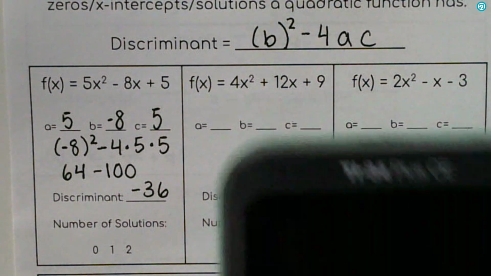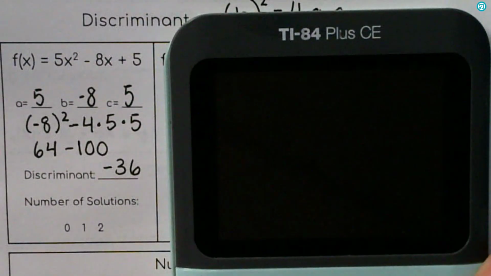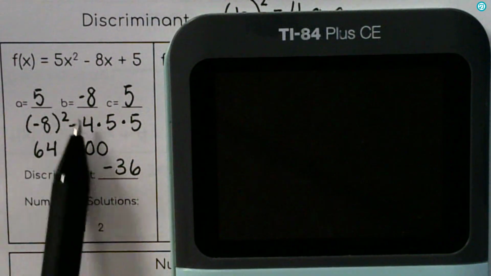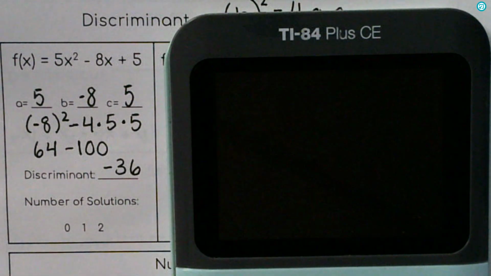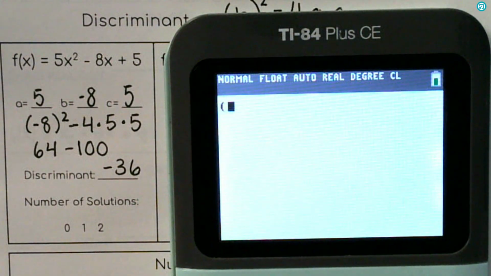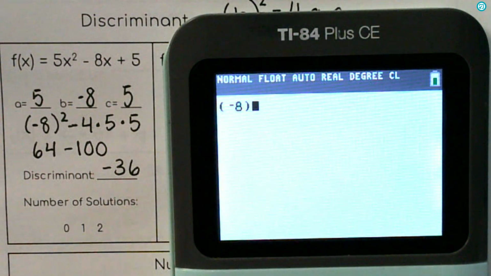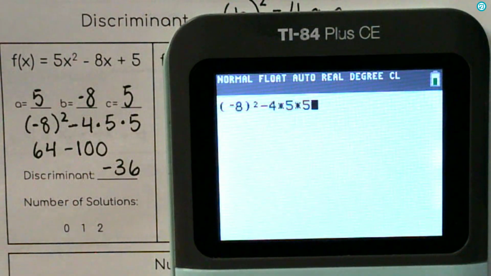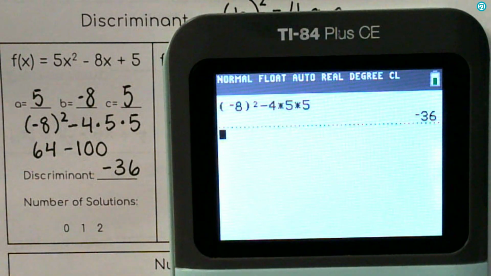The other option of what you're able to do is you can put this whole negative 8 squared minus 4 times 5 times 5 in your calculator. You got to do a couple things, though. You got to make sure you put that negative 8 in parentheses and put the squared outside. And then you've got to make sure you do minus 4, not negative 4. Because if you do negative 4, it just multiplies everything together and you get a really big number. So minus 4 times 5 times 5. So make sure you're using subtraction for that minus. If I hit enter, I get negative 36.